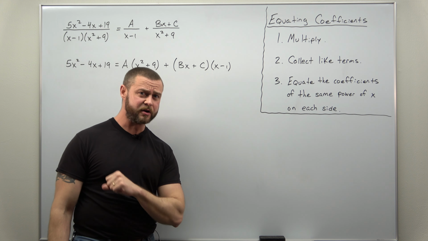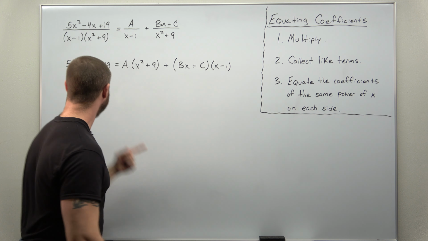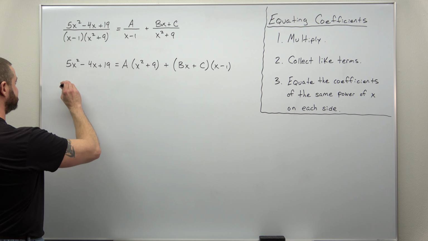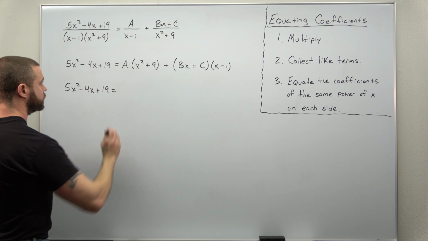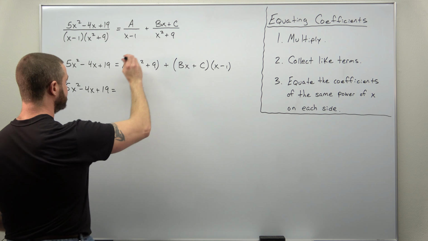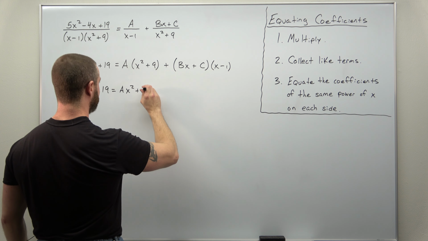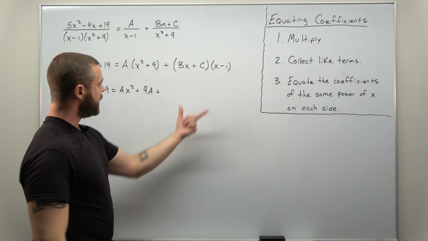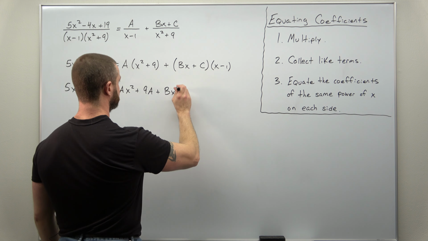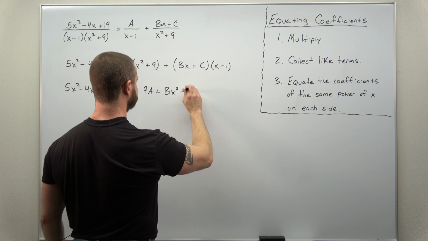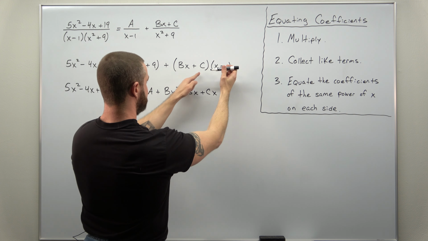So let's go through equating coefficients. First step, we're going to fully expand that right-hand side. I'm going to write the left side down for consistency. All right, and let's just take our time. We're going to multiply A through. We'll get Ax squared. Multiply A again in. We'll get 9A. And just be careful here. We're going to FOIL this. So we'll get Bx squared. Looks like we get a minus Bx plus Cx and then minus C.